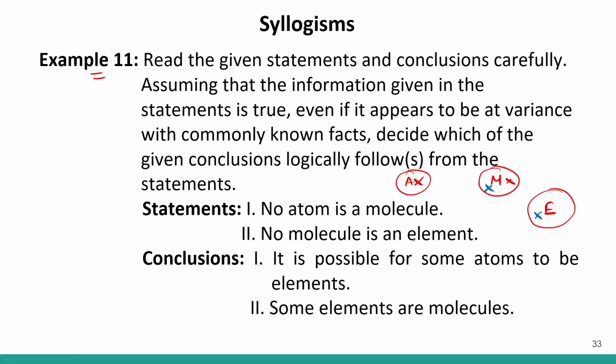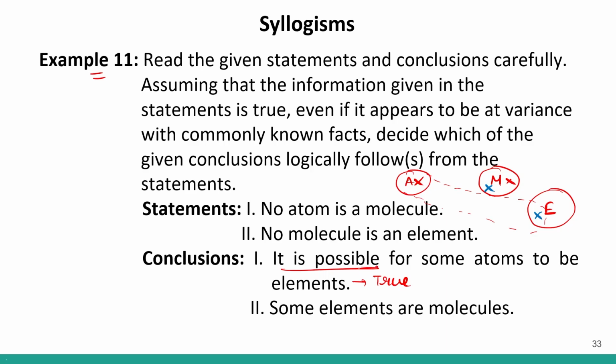Okay. Now, conclusion 1 says it is possible for some atoms to be elements. Yes. Because my atoms can be like this. There is no restriction. Correct? They can overlap. So this is a true possibility. It is mentioned in the question that it is possible.